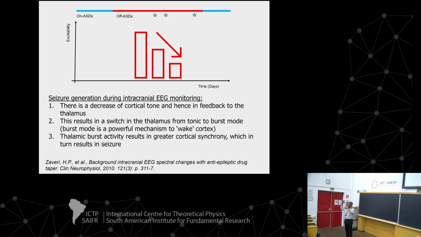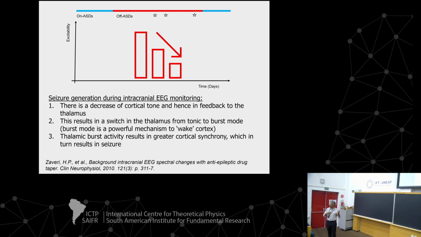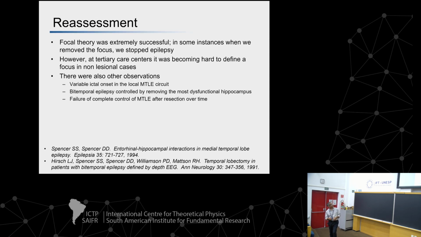So the thalamus is not getting enough signal from the cortex. It starts to try to wake the cortex up. And then our speculation is that thalamic burst activity results in greater cortical synchrony, which in turn results in seizure. We published this a number of years back, and this more or less guides our way of trying to make sense of this very counterintuitive set of results that we've collected. Now, it's hard for us to test this because we don't routinely measure from the thalamus. We've more recently started measuring from the thalamus, but we don't have enough data yet to make a statement on the accuracy of the hypothesis.